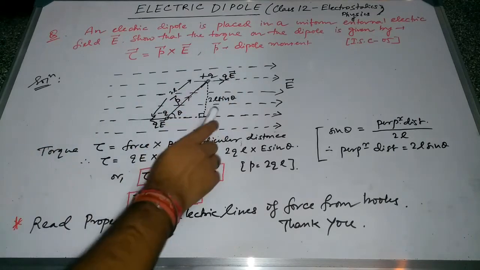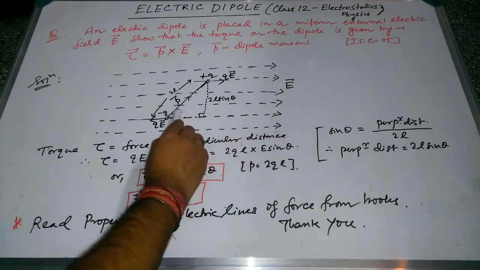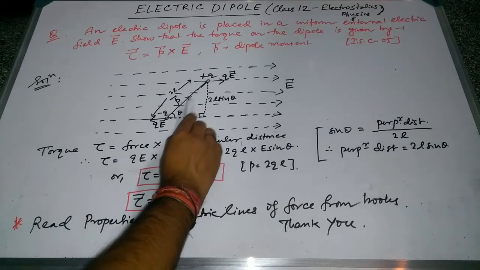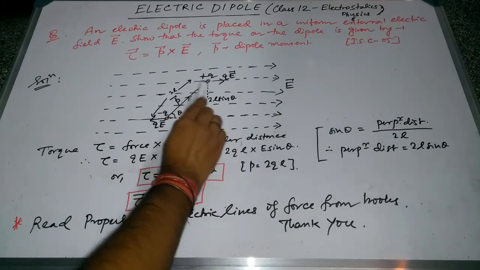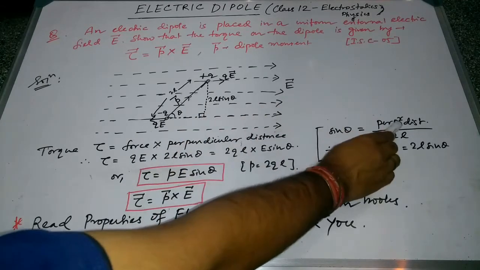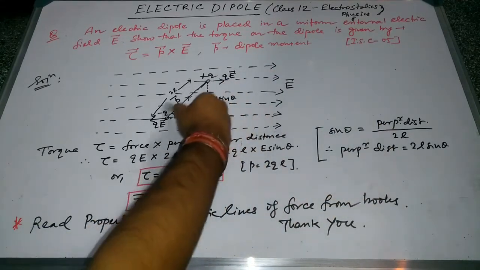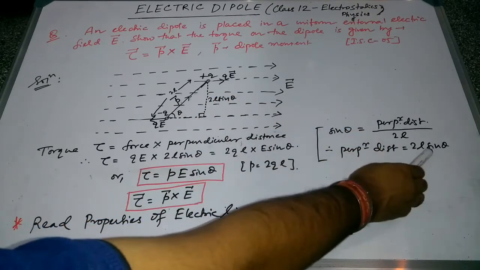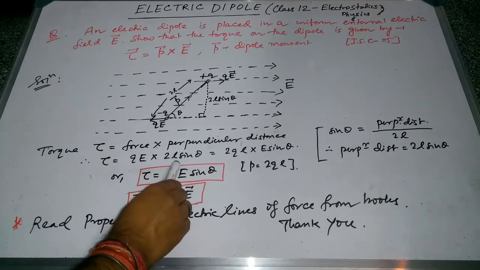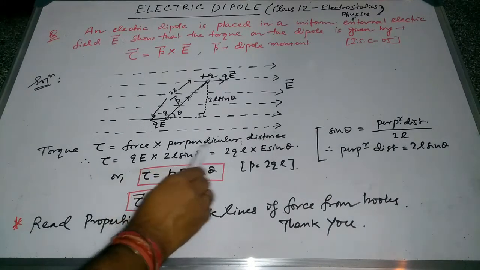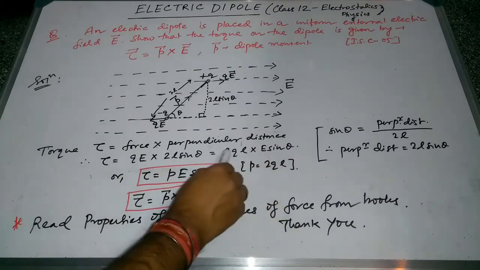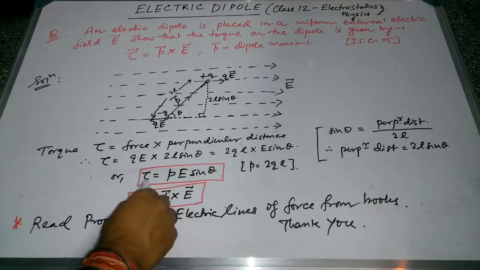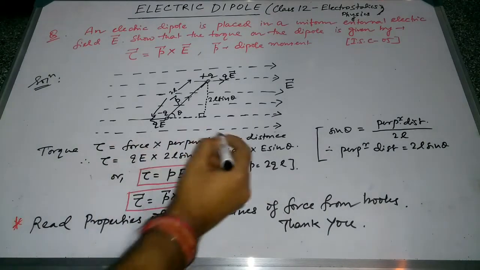This distance is 2L sine theta, because this is theta, and sine theta means perpendicular by hypotenuse. So perpendicular means this distance, perpendicular distance by hypotenuse. This length is 2L. So the perpendicular distance is 2L sine theta. So 2QL into E sine theta. So this 2QL is the dipole moment P, and E sine theta. So tau is equal to PE sine theta.